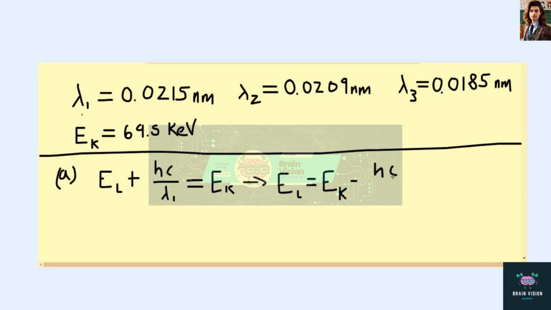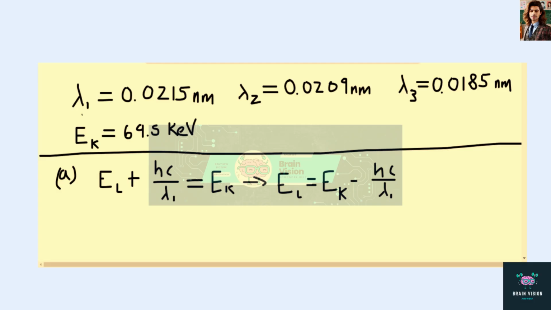Now for E sub K, make sure that you're using electron volts. There are 10 to the third electron volts in every keV, so it's 69.5 times 10 to the third electron volts. And for hc over lambda 1, make sure you're using units of meters for lambda 1 and not nanometers. So it's 0.0215 times 10 to the minus 9 meters.